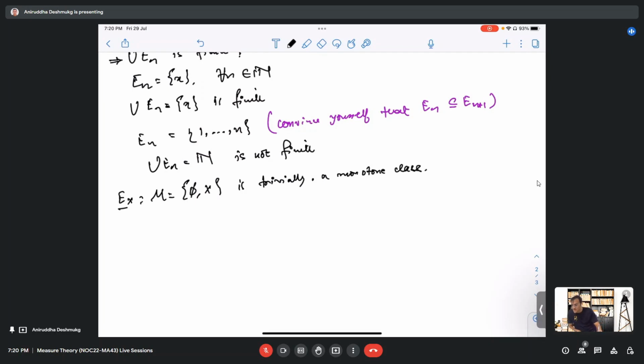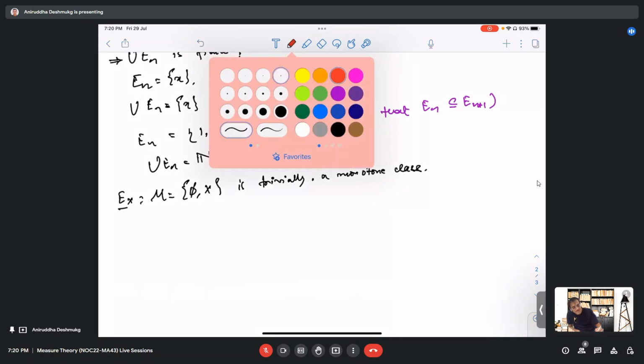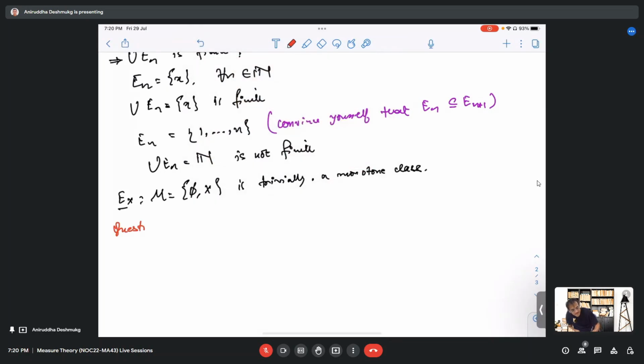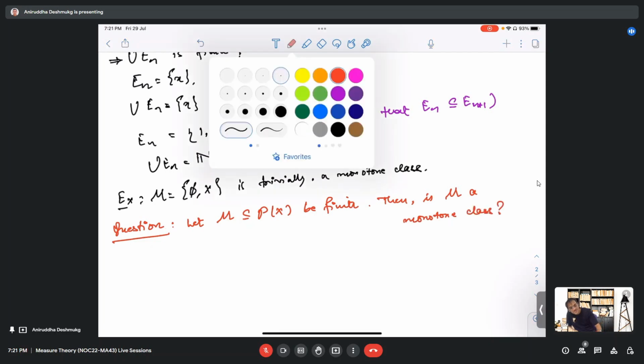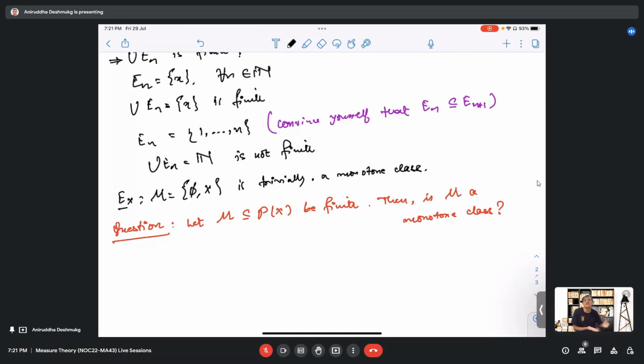So this was about monotone classes. In fact, let me give you a question you can try. This is also easy. Let M, a subset of the power set of X, be finite. That means M has only finitely many subsets of X. Then is M a monotone class? Perhaps you can think about this and we'll discuss either towards the end of this session or next week.